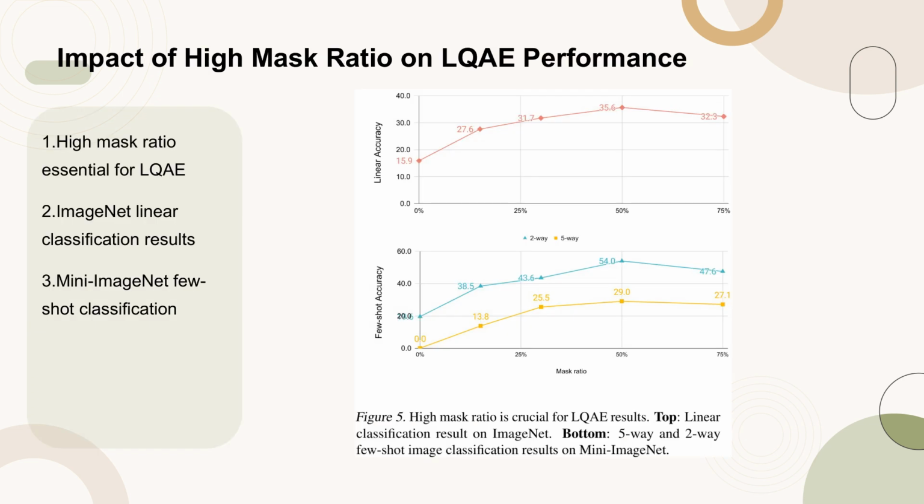Figure 5 illustrates the critical role of a high mask ratio in achieving optimal results with Language-Quantized AutoEncoders, LQAE. The top section of the figure presents the linear classification outcomes on the ImageNet dataset, highlighting the performance improvements associated with increased masking. The bottom section showcases the 5-way and 2-way few-shot image classification results on the mini-ImageNet dataset, further emphasizing the necessity of a high mask ratio for effective few-shot learning scenarios. This figure underscores the importance of masking strategies in enhancing the performance of LQAE across different classification tasks.